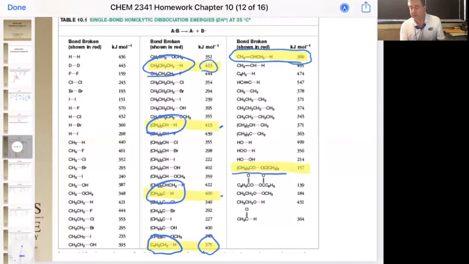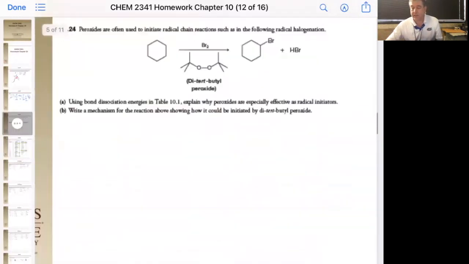But let's look at that reaction right here on the peroxide. This is the di-tert-butyl peroxide. It's 150. It's a whole bunch less than the tertiary, and even less than half of the allylic, so that's why it breaks apart so easily. That's why we like to use it as an initiator. So let's look at that initiation step.